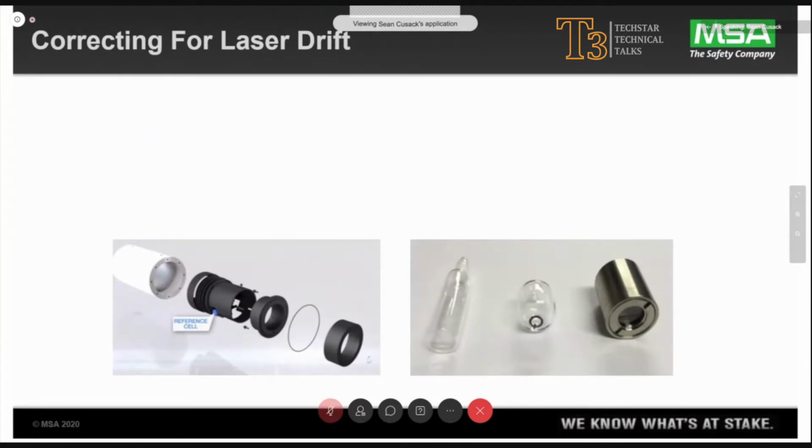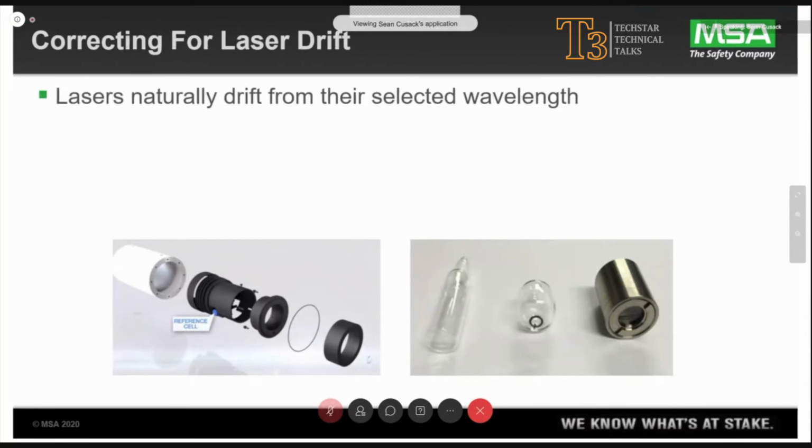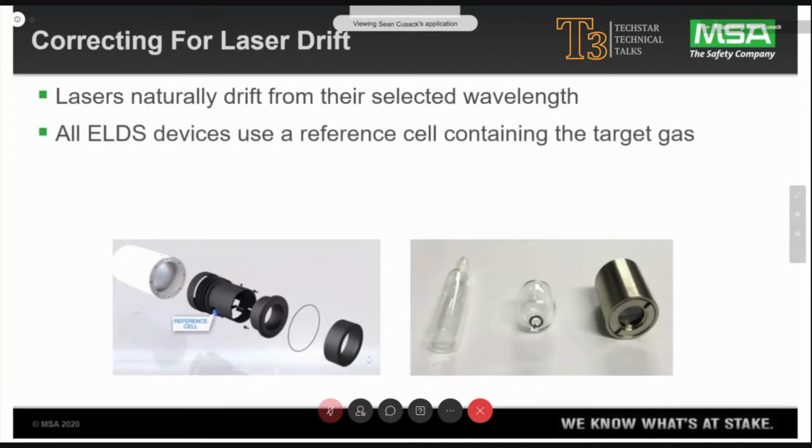Now you may be saying, I've worked with tunable diode lasers in the past. How do you differ and how do you deal with drift? Well, we all know that lasers naturally drift. They're selective wavelengths. So what we do in every ELDS device, we use a reference cell containing the target gas.